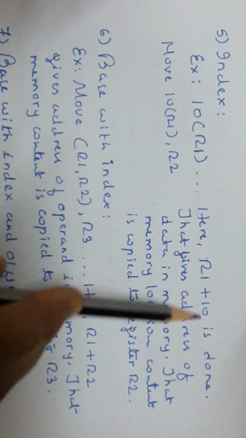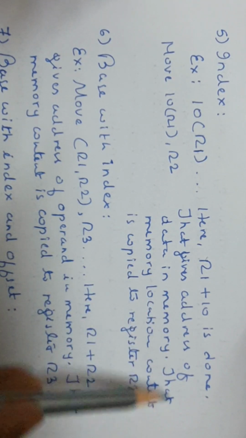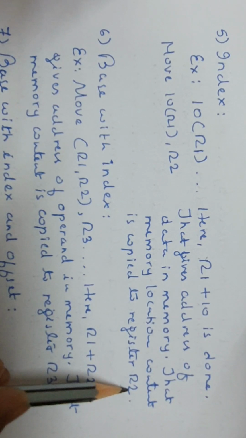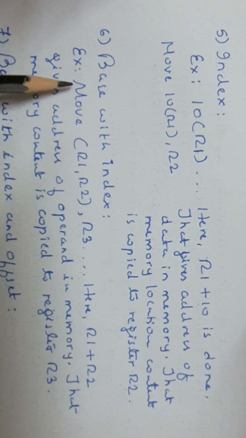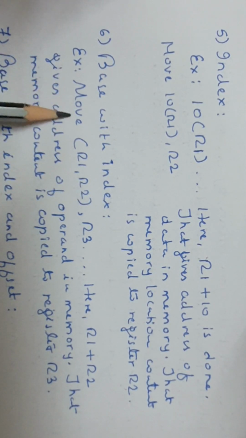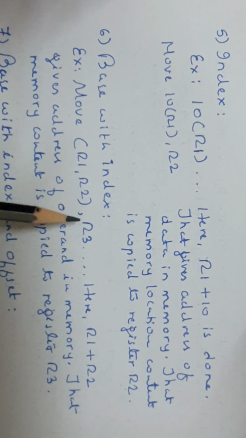So here R1 plus 10 is done. That gives the address of data in memory. That memory location content is copied to register R2. Okay. So next, base with index. So example, move in bracket R1, R2 bracket complete, R3.